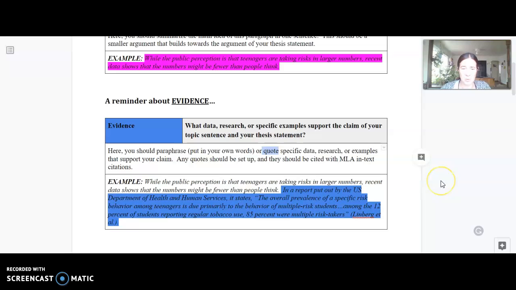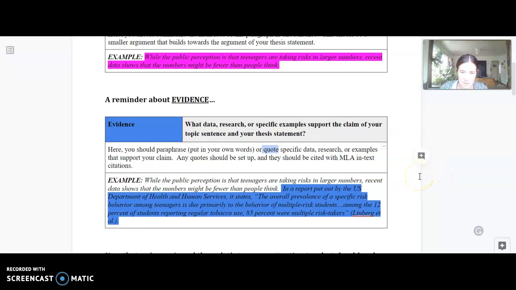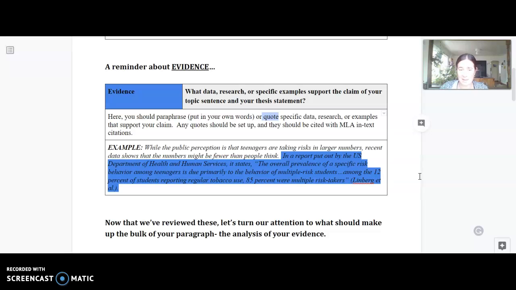So let's look at an example of that. Using the same topic sentence, we use the following evidence. In a report put out by the U.S. Department of Health and Human Services, it states, "The overall prevalence of specific risk behavior among teenagers is due primarily to the behavior of multiple risk students. Among the 12% of students reporting regular tobacco use, 85% were multiple risk takers." Okay, this is a strong piece of evidence, but we need to analyze it to really understand its significance.